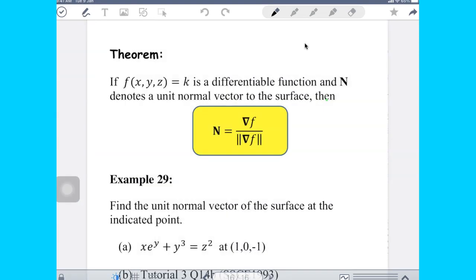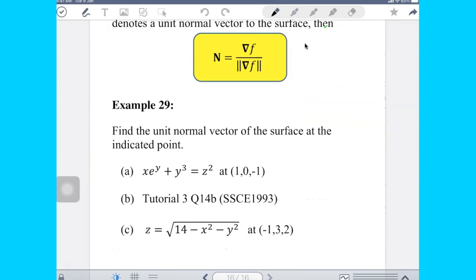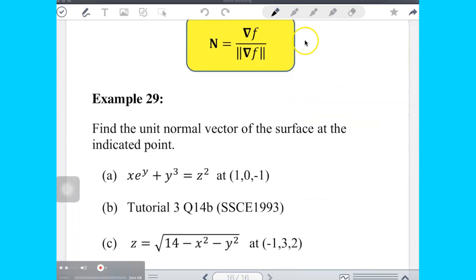All right. So now look at the question here. Find the unit normal vector of the surface given at the specific point 1, 0, -1.